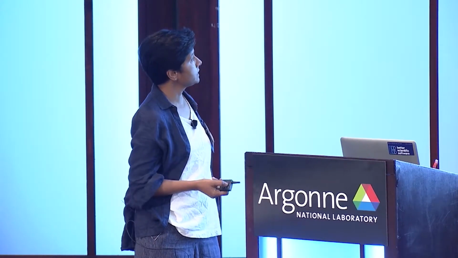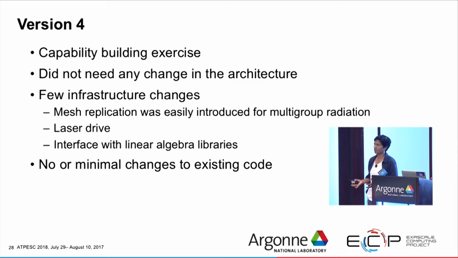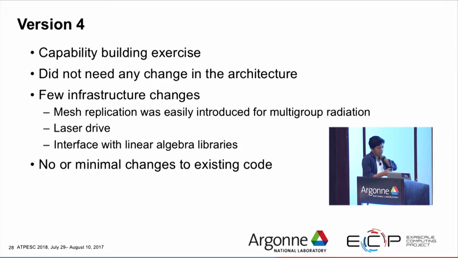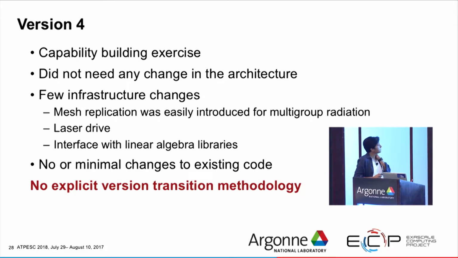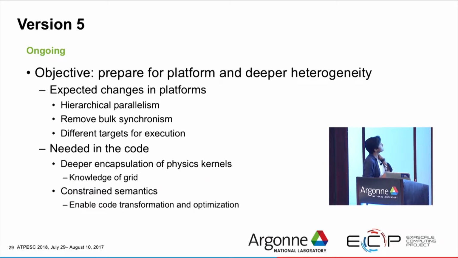Then version 4 was actually a capability building exercise, so it did not need any change in architecture, very, very few structural changes, and no or minimal changes to the existing code. So this was a name version change because the physics capabilities in the code roughly doubled, and that's why it became a new version. And there was no need for an explicit version transition methodology.